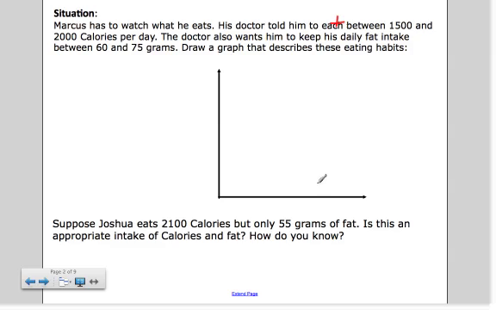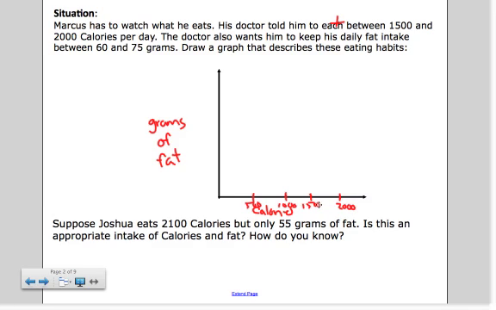Well, we don't have an independent or dependent variable, so I'm just going to put calories down here, and I'm going to put grams of fat on the y-axis. Okay, so let's take a look at what we have here. It says that he needs to eat between 1,500 and 2,000 calories per day. So let's just say that's 500, 1,000, 1,500, 2,000. So this is 1,500, this is 2,000, and this was 500.